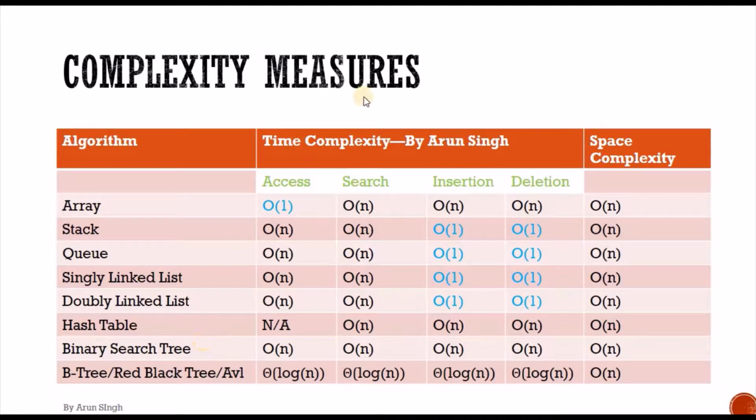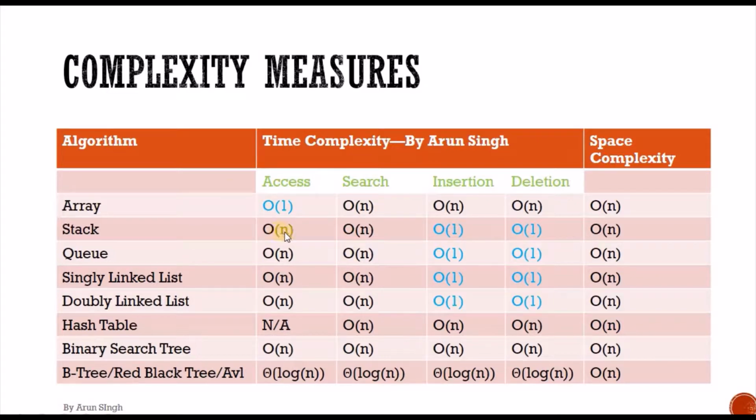For now, you can just remember this. I will explain each time the complexity of each algorithm that I will talk about. For array, access is O(1), search is O(n) because you have to search through all the elements. Insertion is O(n), deletion is O(n). Space complexity is O(n) for every one.